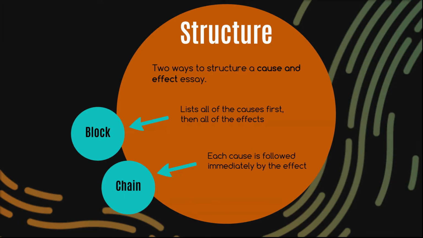Let's look at these two structures in a bit more detail now, and to do this we'll actually use the ideas we just saw for global warming. So first of all, the block structure. What does this look like?